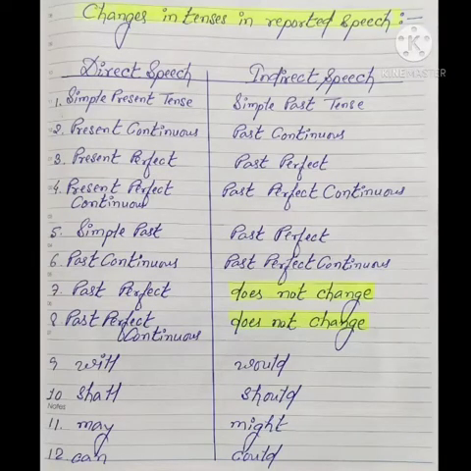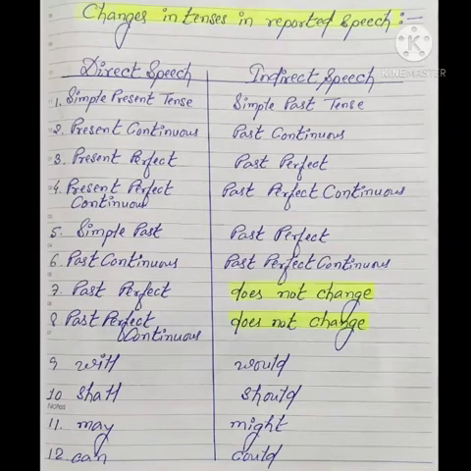Now in this page, we'll find out how the changes happen in tenses in reported speech. First of all, let me remind you that the sentence which will be written within inverted commas will be considered as reported speech. So if you have a reported speech in simple present tense, while converting it into indirect, it will change into simple past tense. If you have a reported speech in present continuous tense, while converting it into indirect, it will change into past continuous. If you have a reported speech in present perfect tense, while converting it into indirect, it will change into past perfect.